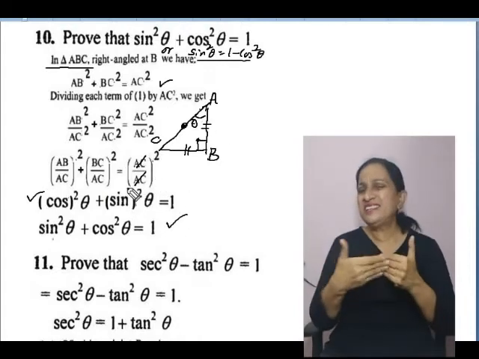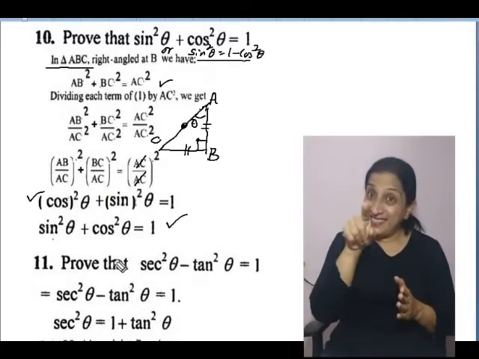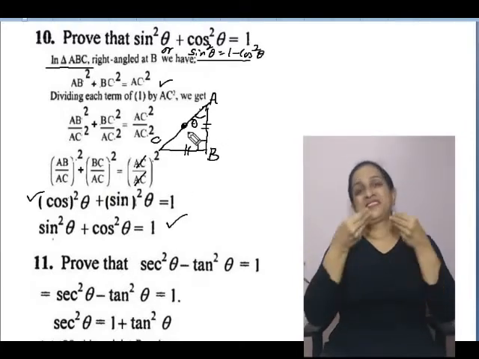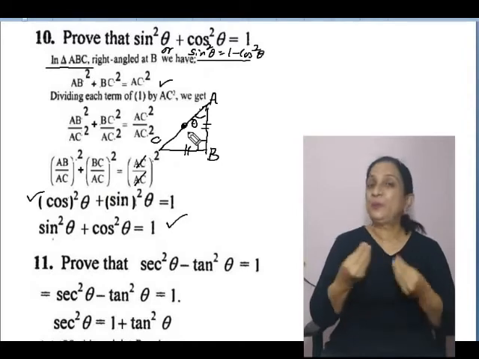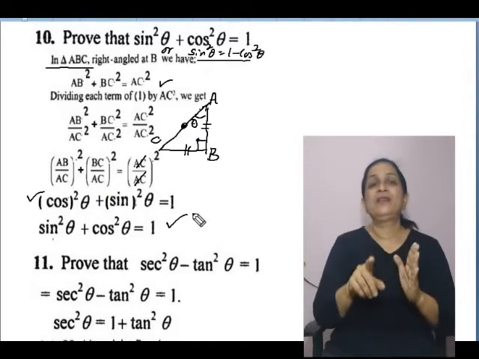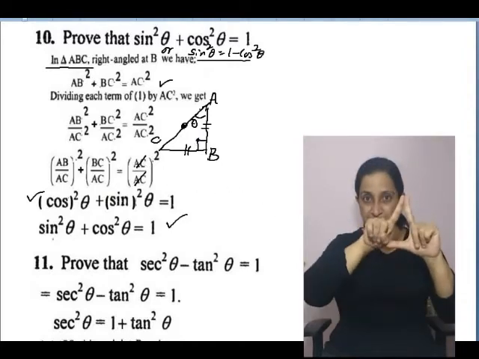Very, very simple to remember, and these two identities will always come. If not two, at least one will come. So you draw this figure itself and you put the Pythagoras theorem, you will get 1 mark for that.